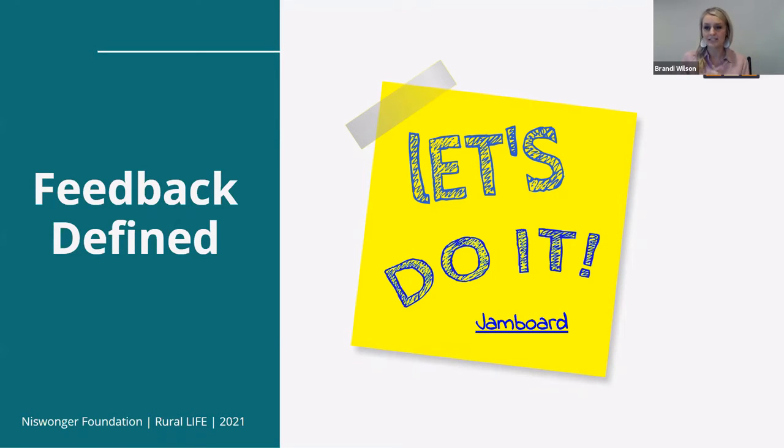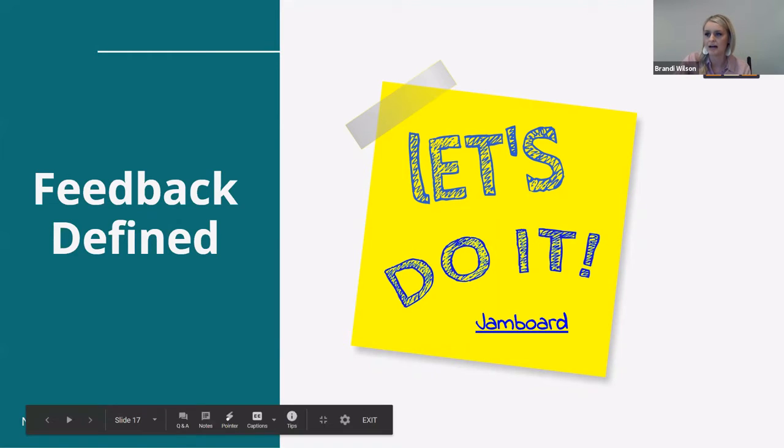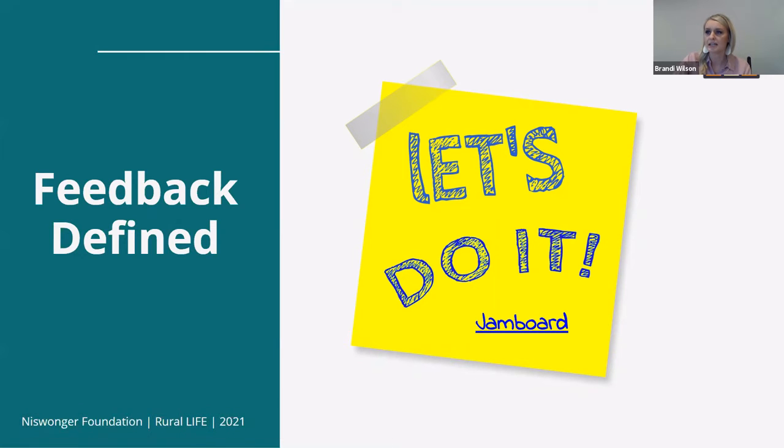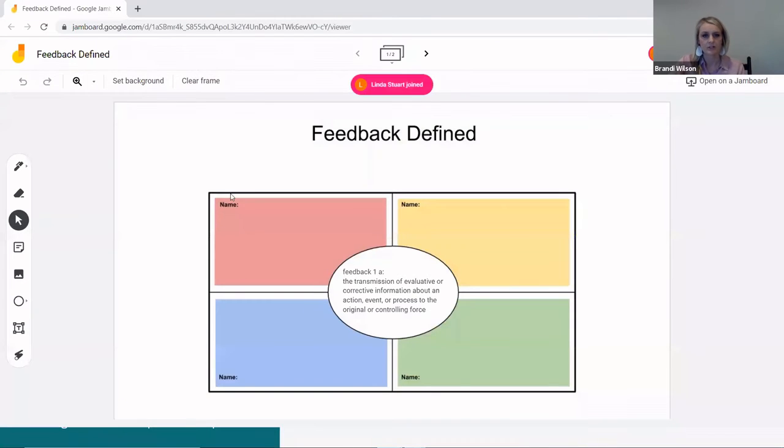And so we're going to do a little activity on Jamboard. If you're not familiar with Jamboard, we'll go through it quickly. I'm going to drop the link in the chat box. But on Jamboard, you will see the Webster's definition for feedback. I'll bring that up on my screen as well. So I want you to please choose a box. Go ahead and type your name in the box.